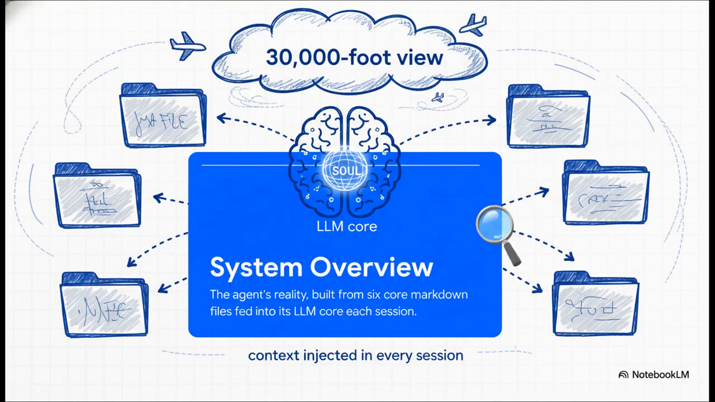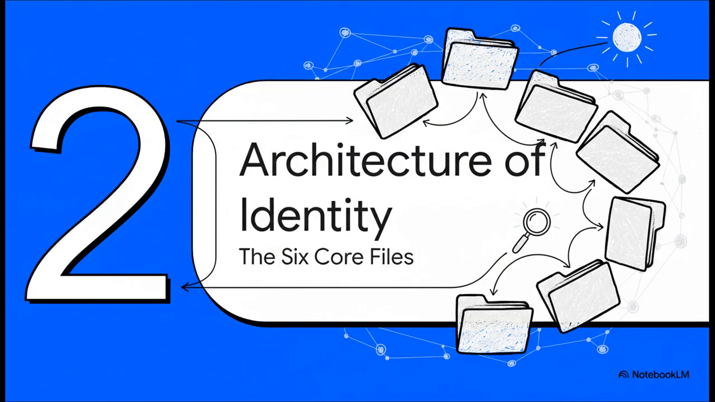So here's the high-level view. At the center of it all is an LLM, sure, but its entire reality, its whole sense of self is built from just 6 simple text files. I mean, think about that. These files are its world, and they get fed into its core as context every single time. Okay, so let's dig in. Let's examine the evidence. We're going to walk through each of these 6 core files piece by piece and see exactly how this simulated identity is put together.